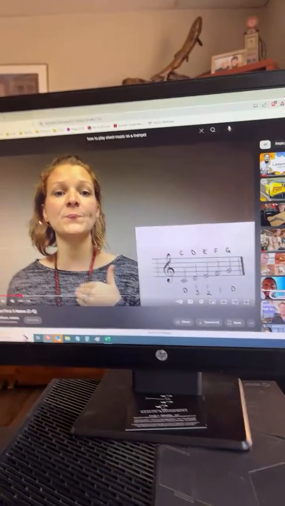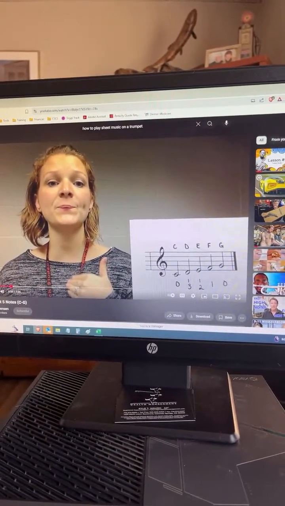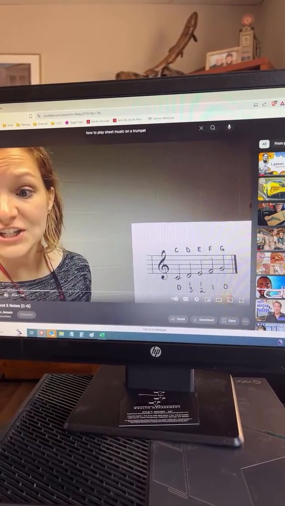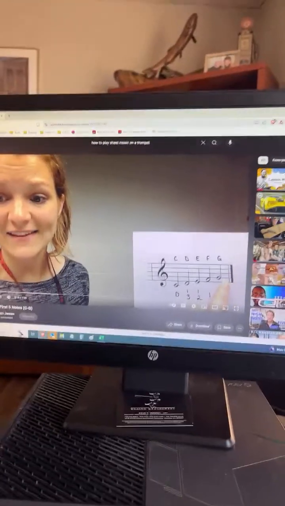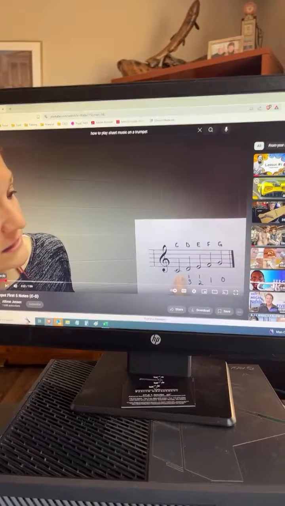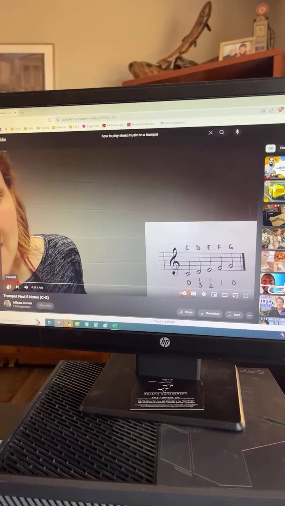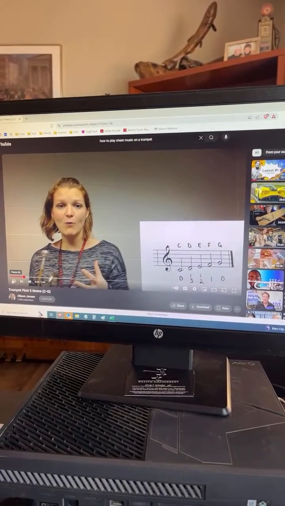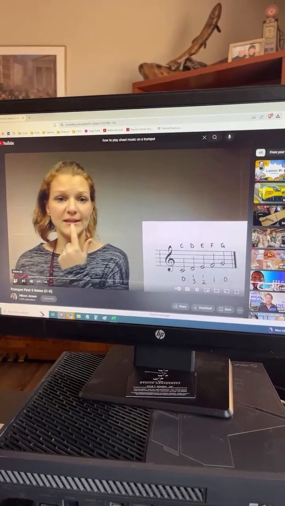All right, so now let's see what Allison Jensen has to say about this. So she's saying something that you do with your mouth. It's our highest note. It's highest on the staff, therefore it's our highest note. C is the lowest note. It's the lowest one on the staff. They are both 0 fingers. So when you are thinking about playing them, it's all about what your lips are doing.